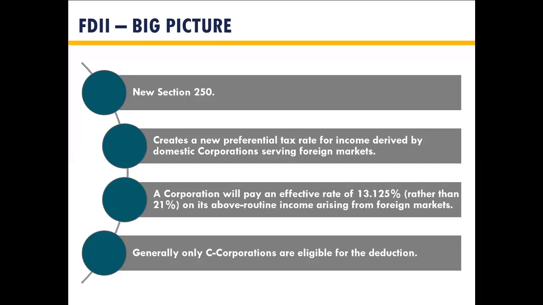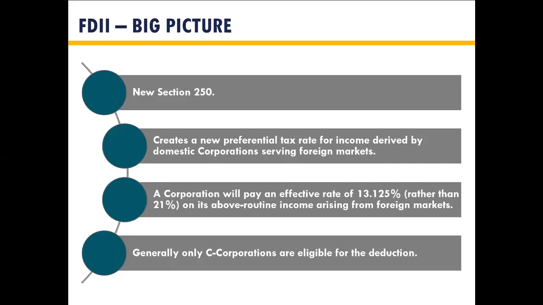As we can read here, this creates a preferential tax rate for income derived by domestic corporations who are serving foreign markets, and we'll go into that briefly. It creates this preferential rate through offering a deduction against your taxable income, which obviously reduces your taxable income. Effectively, it works out that this corporation will pay an effective rate of 13 1/8 versus 21% on its income that's being derived in foreign markets.